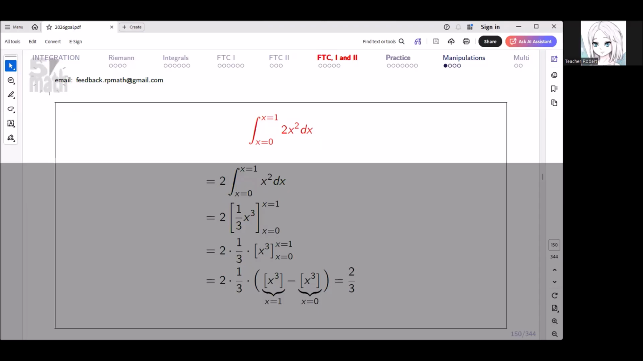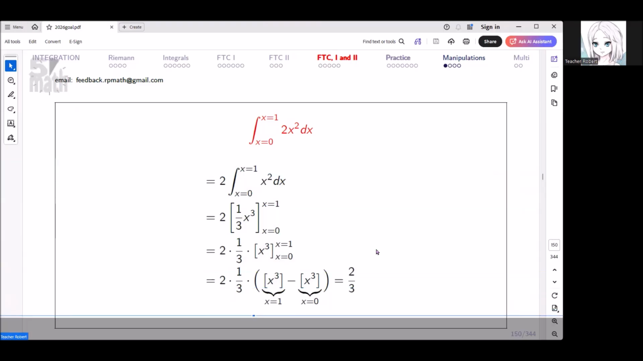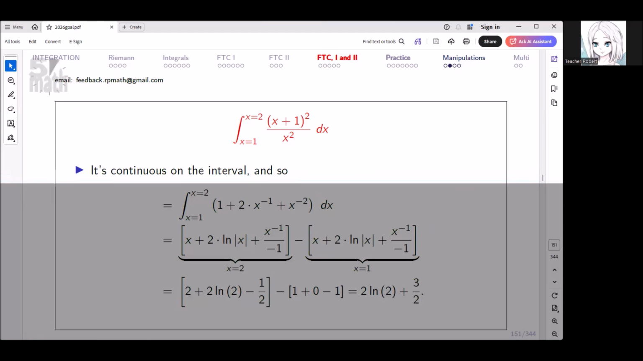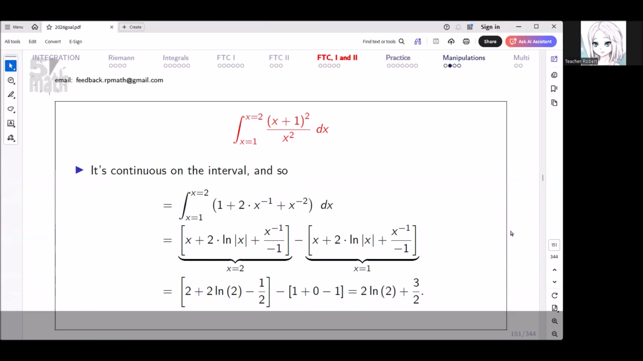The integral from x equals 0 to x equals 1 of 2x squared dx should get 2 over 3. The integral from x equals 1 to x equals 2 of x plus 1 squared all over x squared dx. It's continuous on the interval, and so we have the following, and we get 2 ln 2 plus 3 over 2.